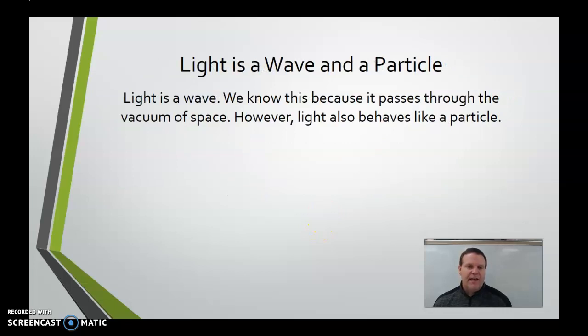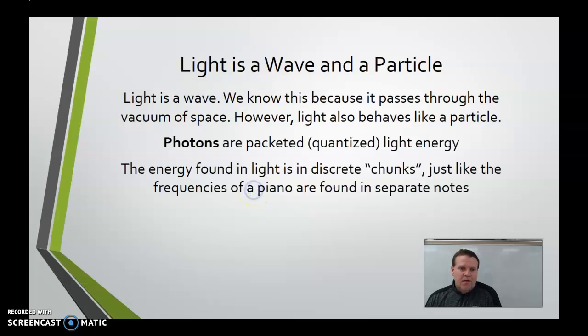So, some things about light that are kind of unique. Light is a wave because it does travel. It has wave-like properties, but it also has particle-like properties, which is kind of a strange thing to think about. But light does behave as both a wave and as a particle. Usually when we're dealing with light, we treat it as a wave because that's how we usually perceive it and how we usually use it.